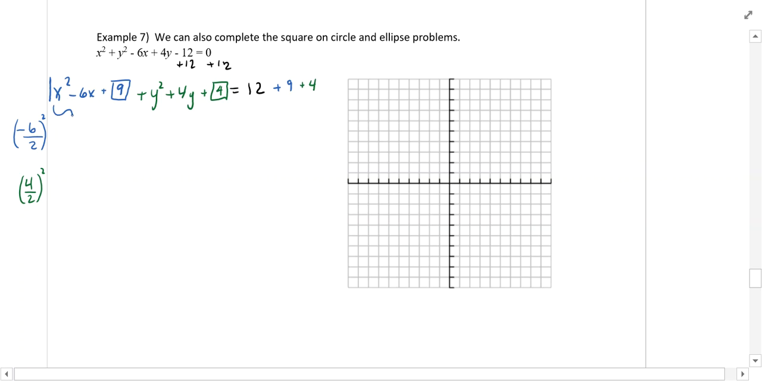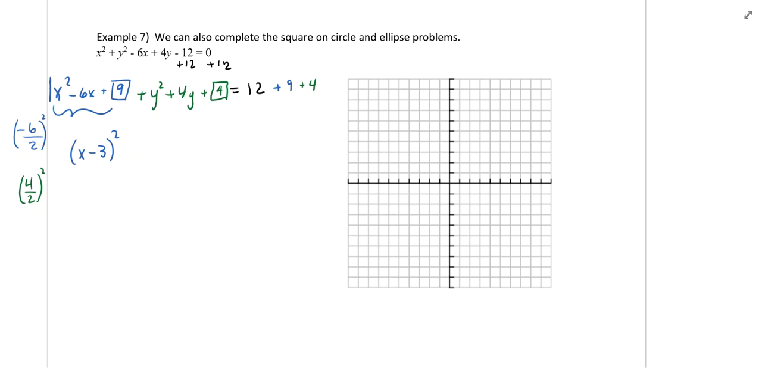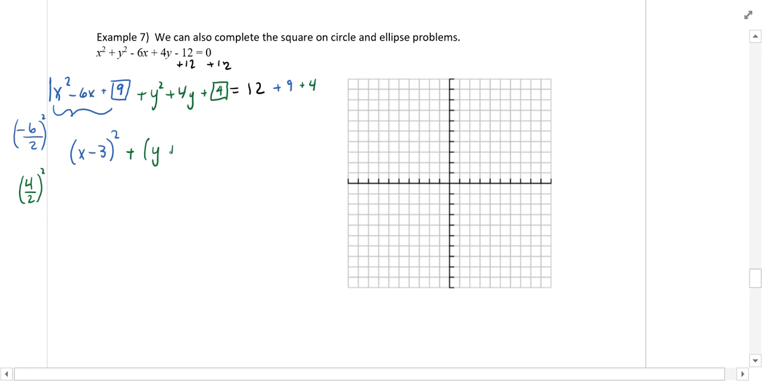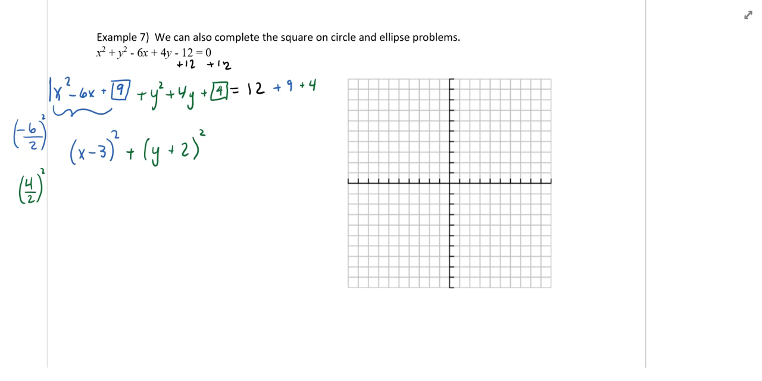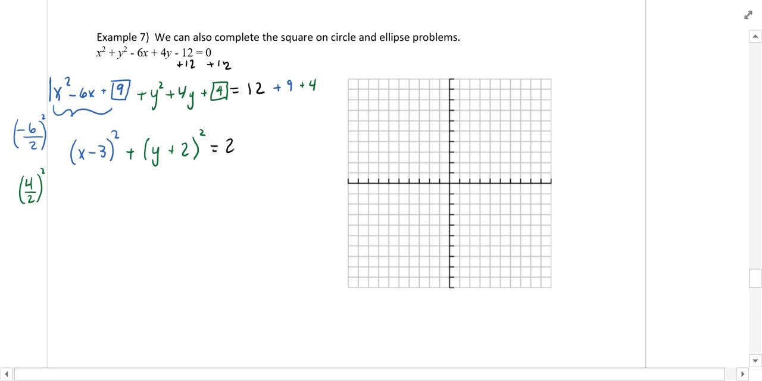Depending on who you had for Algebra 1 or Algebra 2, you may have seen why it's half and squared. It's a real interesting thing with algebra tiles. If you're interested, I can show you afterwards, or I can even make another video about that. So the first one factors to x minus 3 quantity squared, and the second one factors to y plus 2 quantity squared. And then I'm going to combine all the pieces that I have over there. I have a 12, a 9, and a 4, which conveniently comes out as 25.